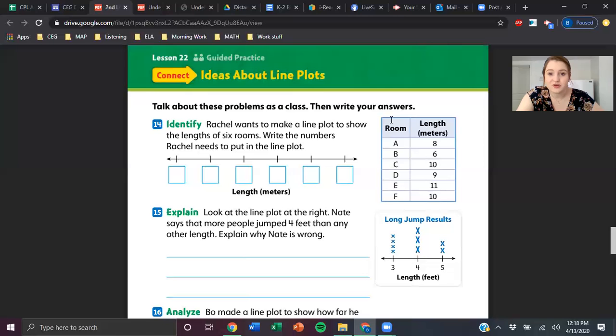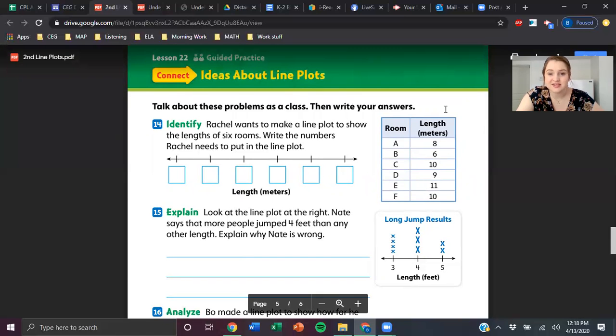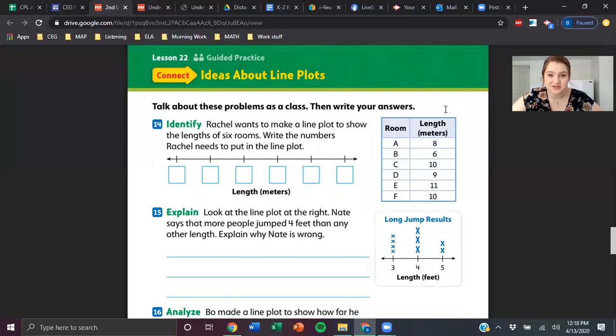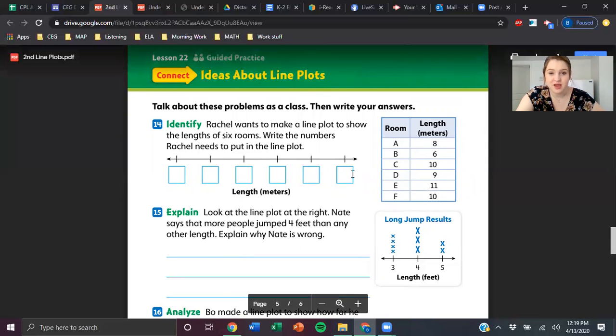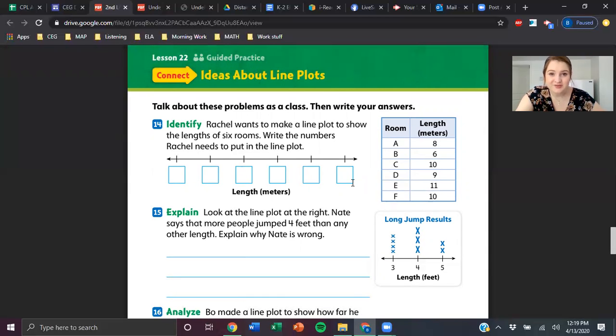Now, over here, it tells us how long in meters each group or each room is. We remember that on a number line, the smallest number goes to the left, and the largest number goes to the right. Then all we have to do is fill in the spaces between. So look at these rooms.